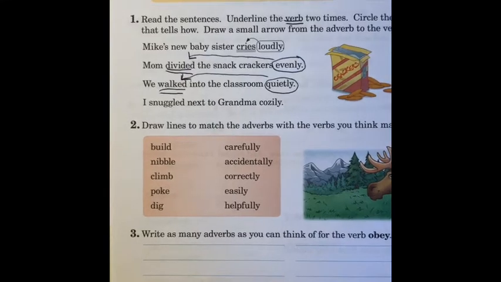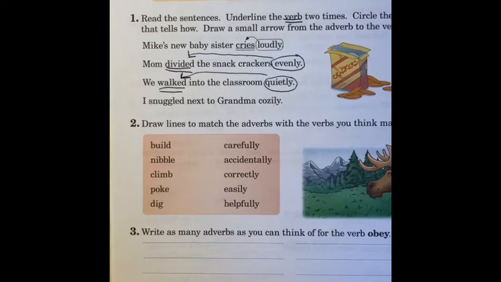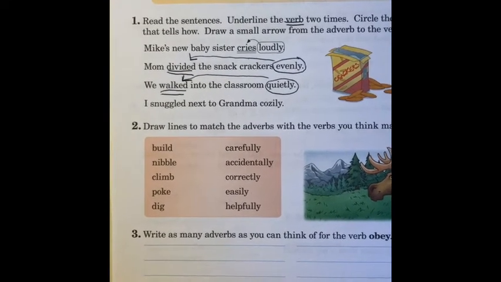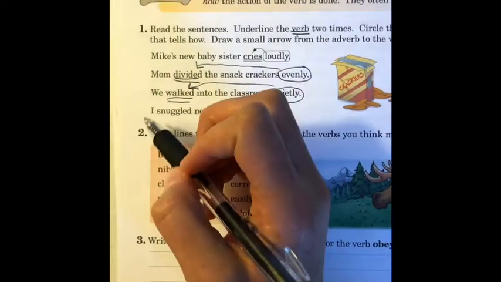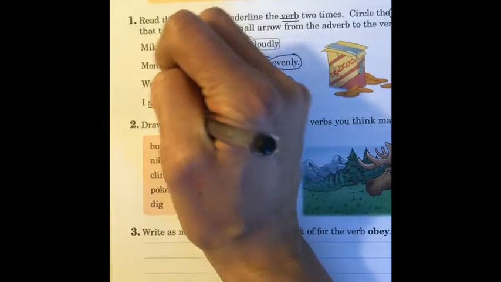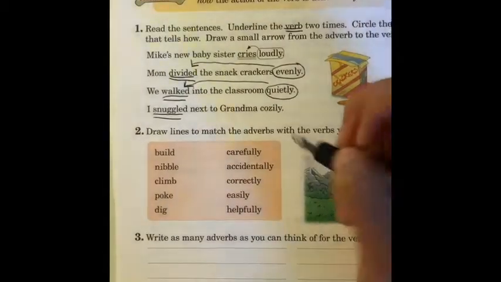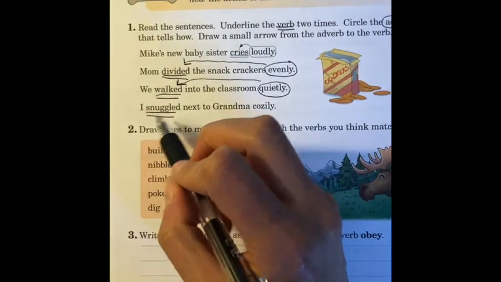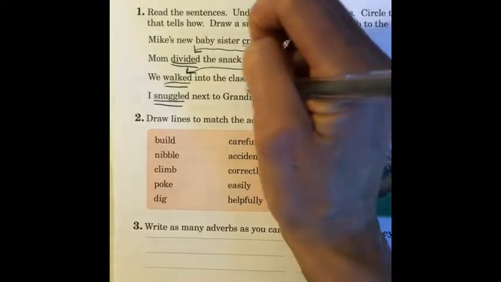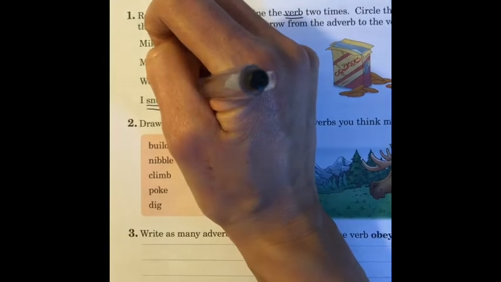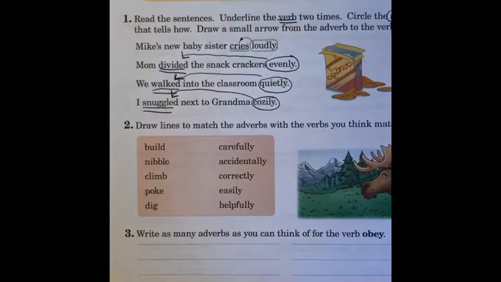And the last one says, I snuggled next to Grandma cozily. Which word is the verb? What did he do? I snuggled. And how did I snuggle next to Grandma? I snuggled cozily. So cozily describes how I snuggled.